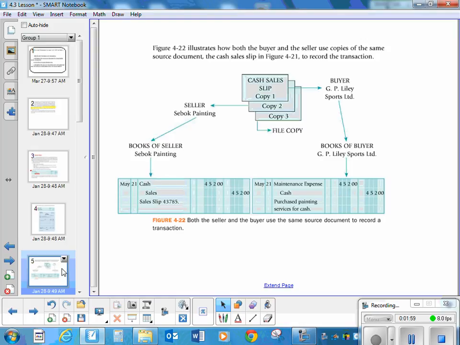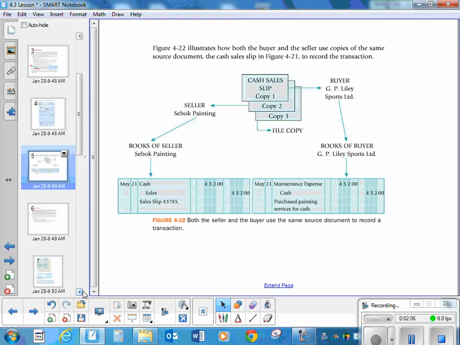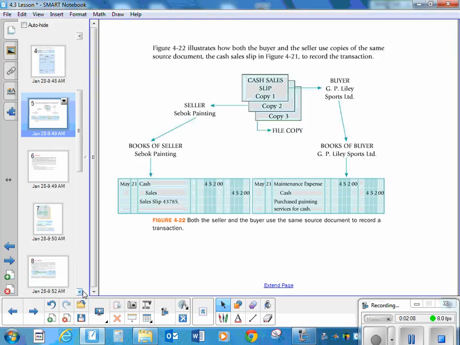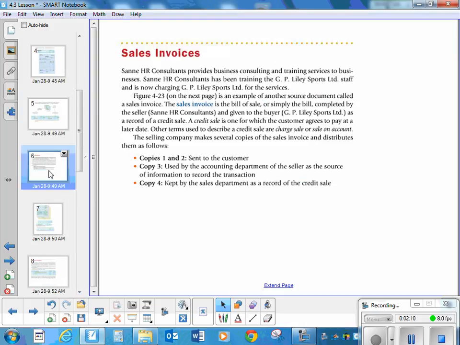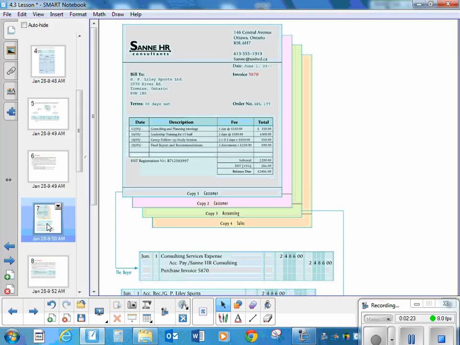Okay, that just is explaining that there's sometimes 3 copies. The main thing is that you keep a copy for your company, and the person who you sold stuff to gets a copy as well. Okay, there's also a sales invoice. So this is when there's a sale that has happened, but it hasn't been paid for in cash. So you send a copy to the customer, and you keep a copy in your accounting department. And this is what it might look like.